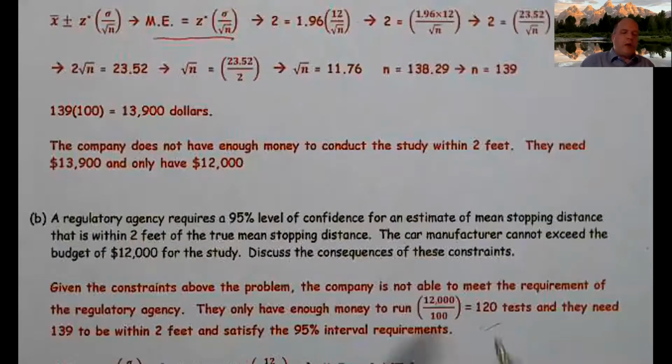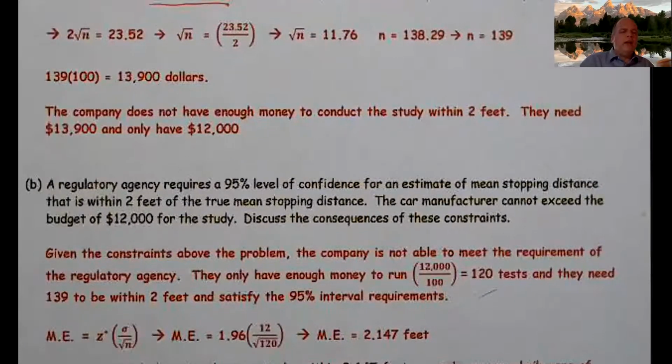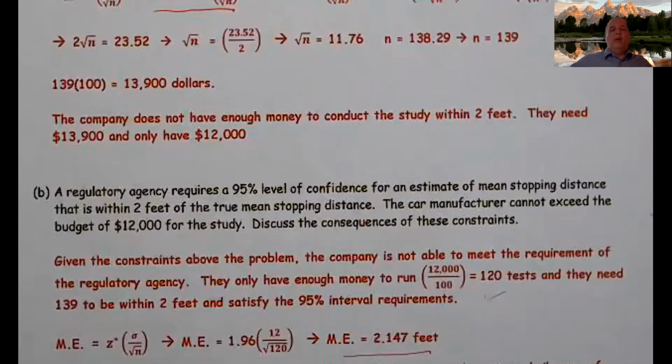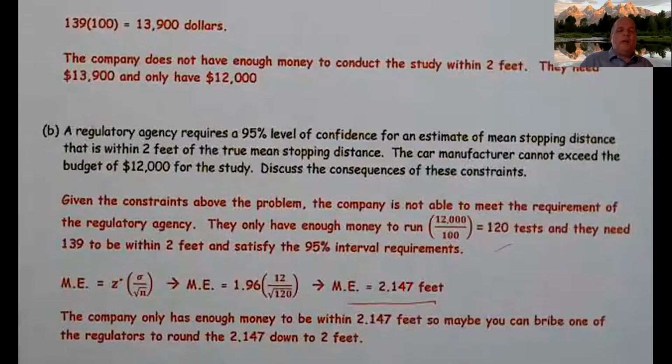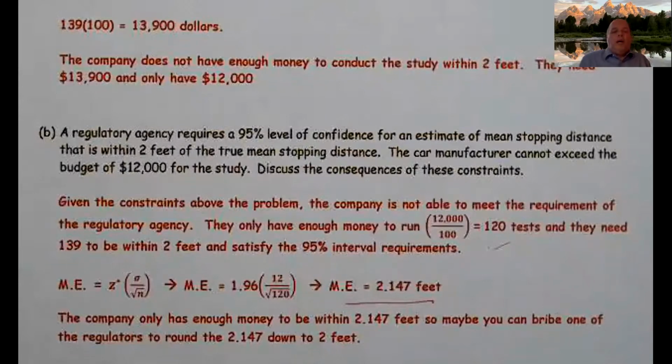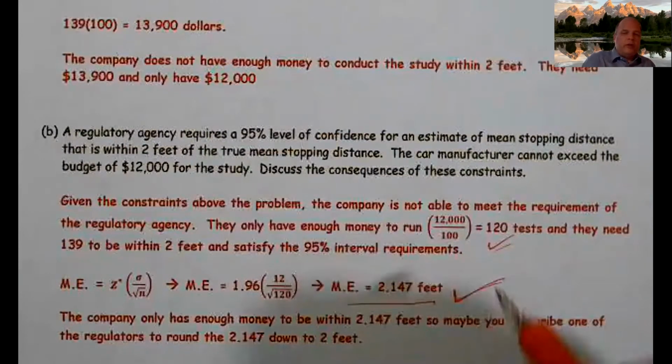Slightly different, but pretty much the same. Turns out if I would have had that for part B, they probably would have been happy with me, but I wasn't sure, so I went on. Let's run it based on their 120. If I do that, I end up getting 2.147 feet. So my margin of error is 2.147 feet. I needed it to be 2 feet. That's not the right size, but at least I know that's what they can do. So then I make that statement: the company only has enough money to be within 2.147 feet. So maybe you can bribe one of the regulators to round the 2.147 feet down to 2 feet. I don't know, because once again, I'm desperate. Turns out this also probably would have been an acceptable response.